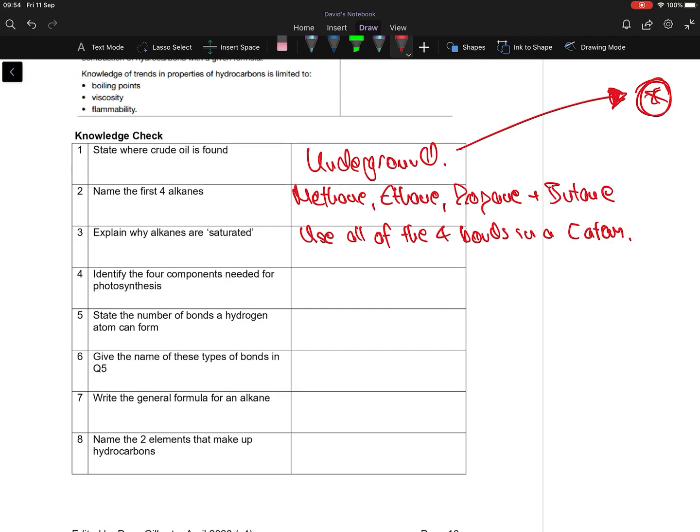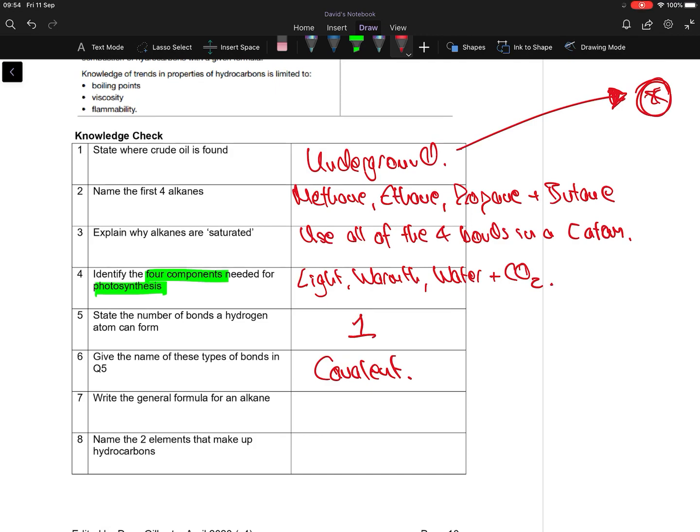Now a little bit of a recap from previous unit, not related to this, but it's good to recall content. What are the 4 components needed for photosynthesis: light, warmth, water, and CO2, carbon dioxide. State the number of bonds a hydrogen atom can form. That is just 1. Give the name of these types of bonds. Mentioned it already. Covalent bonds.